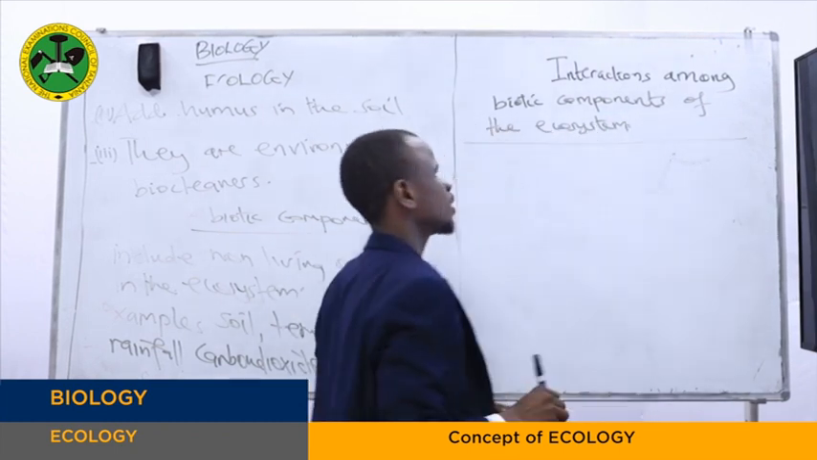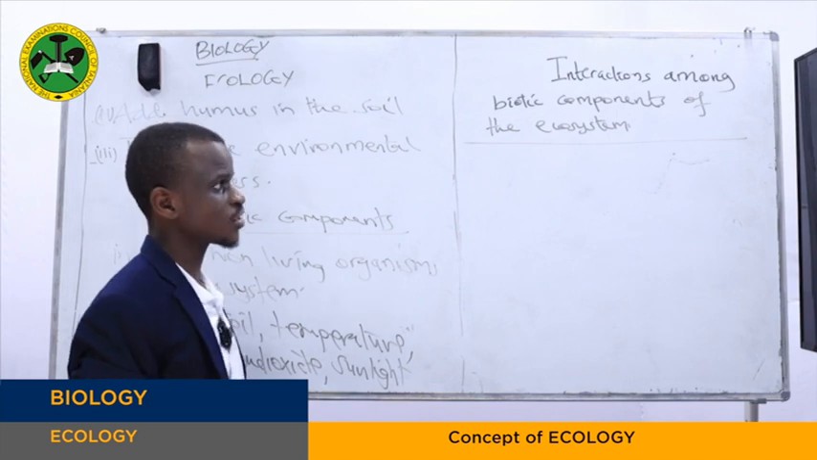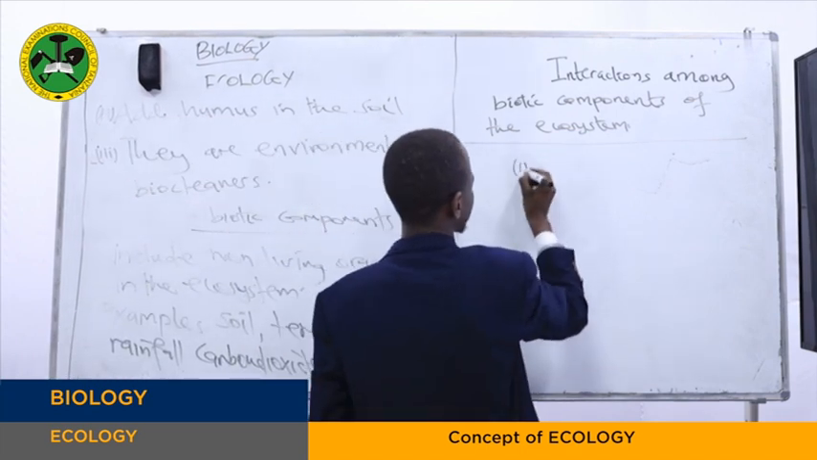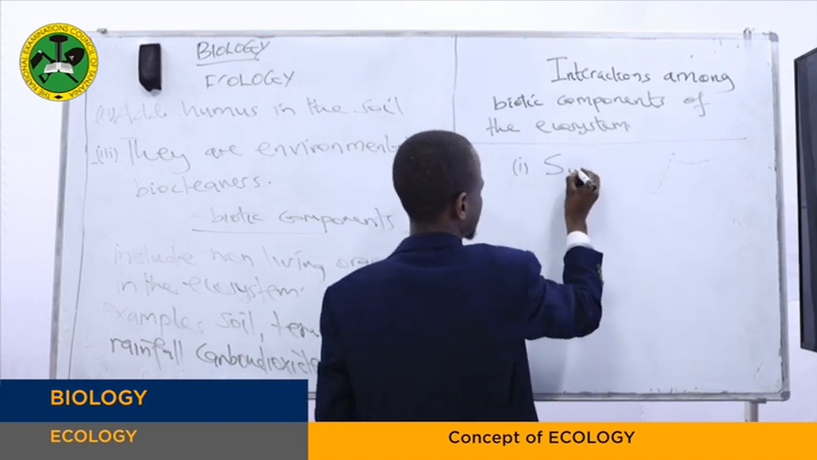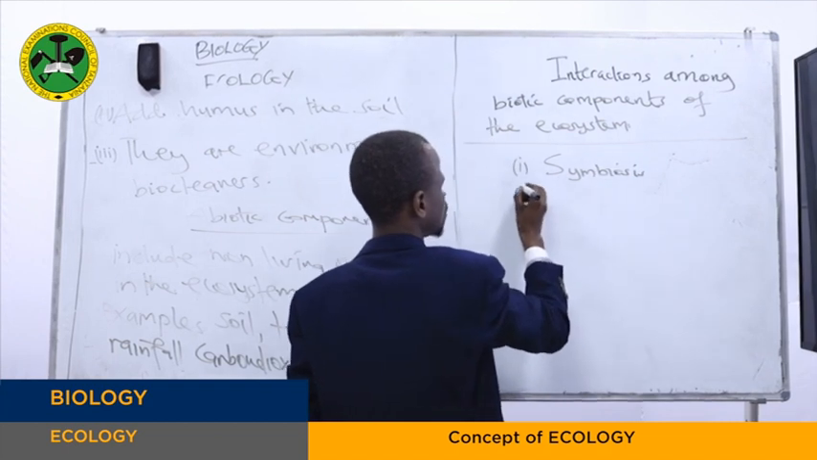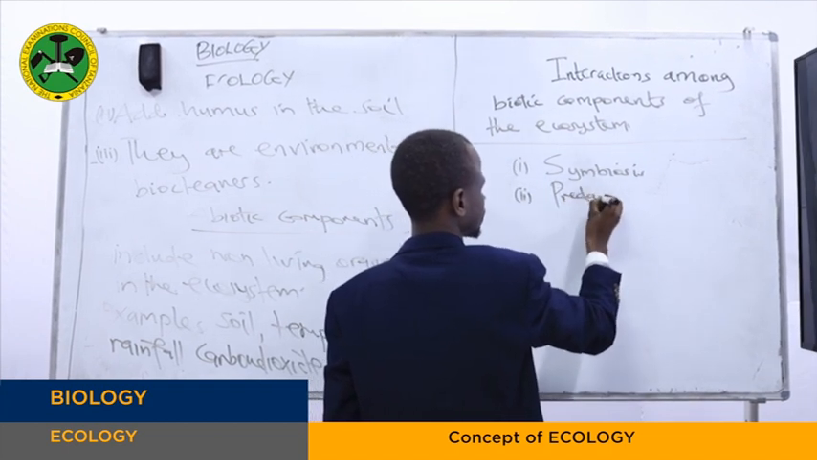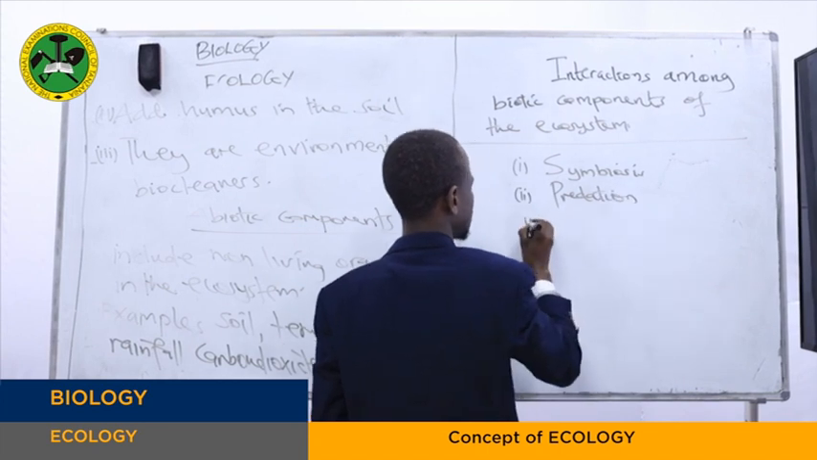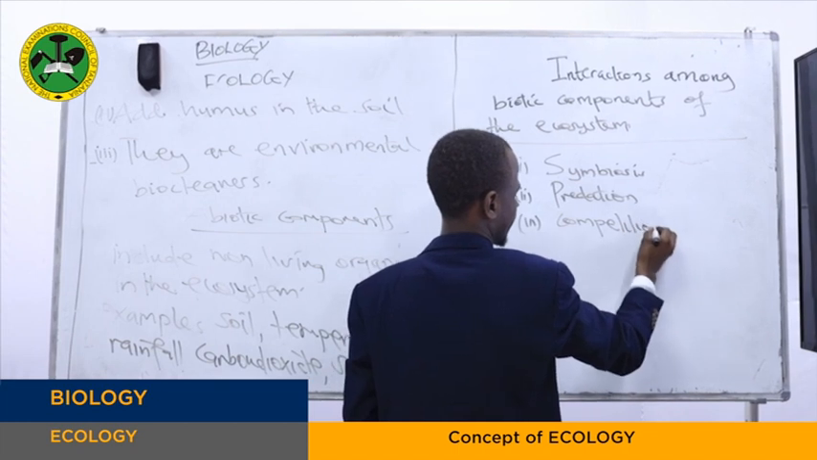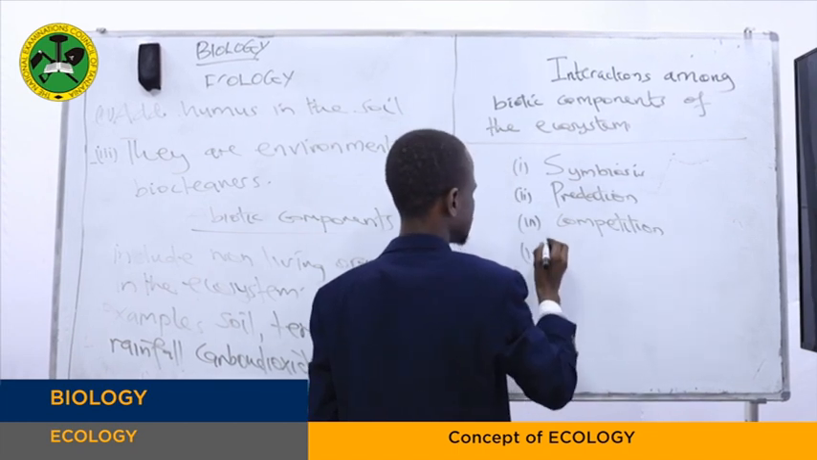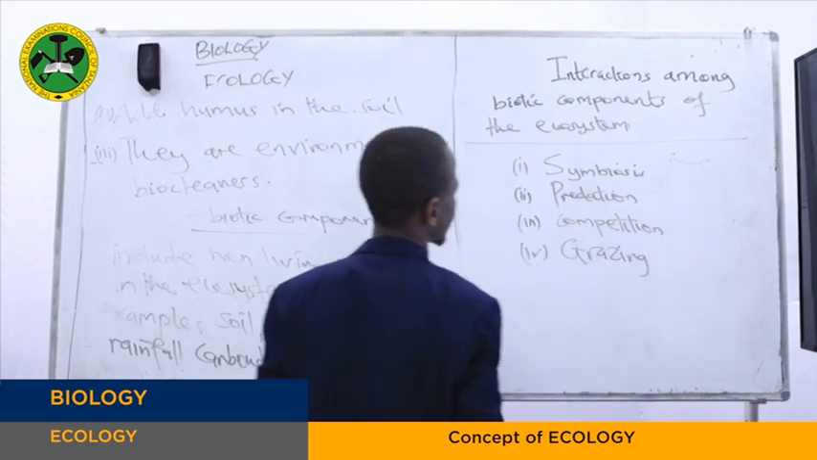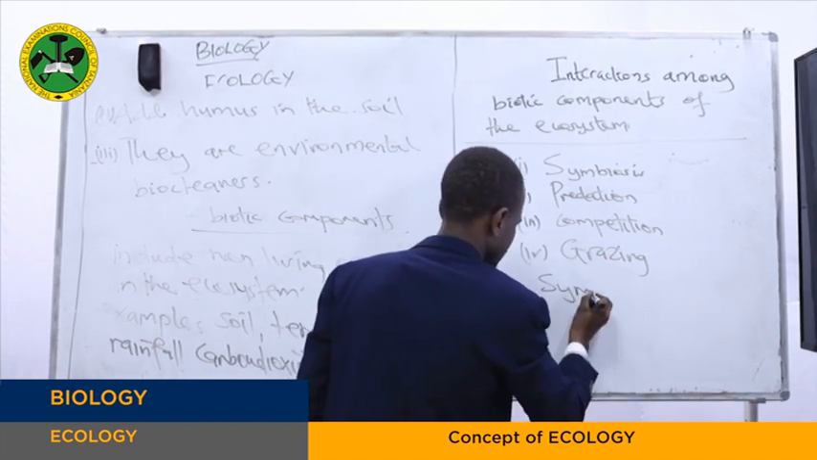There are 4 kinds of interaction among biotic components of the ecosystem, my student. 1 is symbiosis. 2 is predation. 3 is competition. And lastly is grazing. Let us start with symbiosis.